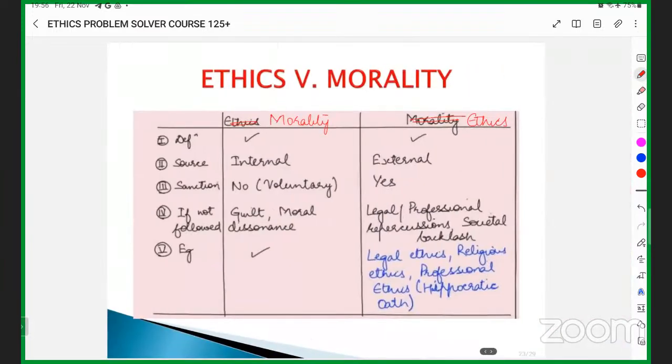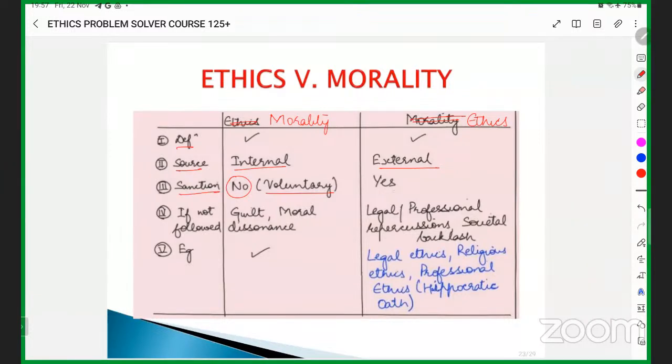So now moving forward to the difference between ethics and morality. The first point could be the definition, which we have done. The source, as I have told you, the source of morality is internal, while the source of ethics is external. What is the sanction, or from where do the values of morality and the values of ethics stem? The source of sanction in case of morality is none. It is completely voluntary. As I told you, it comes from your conscience.